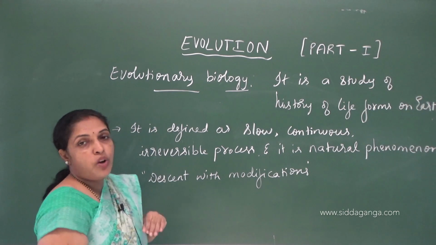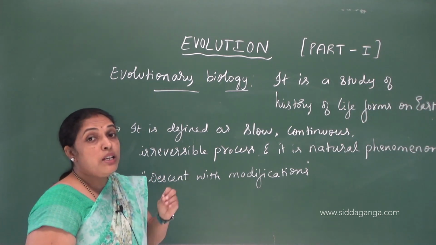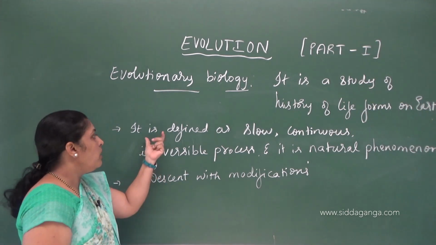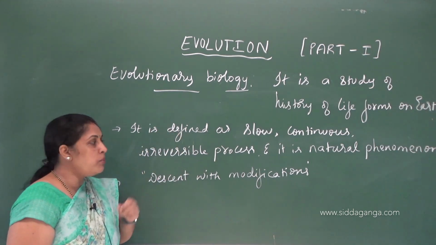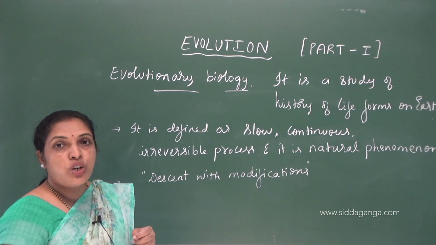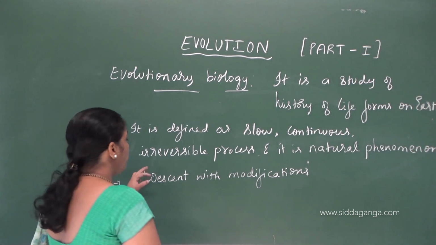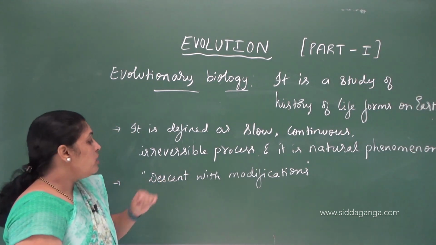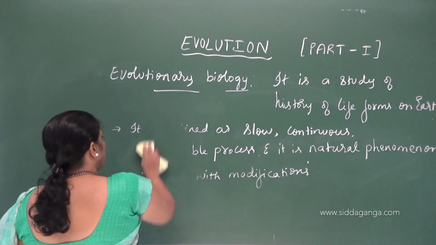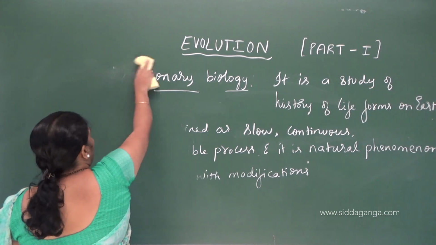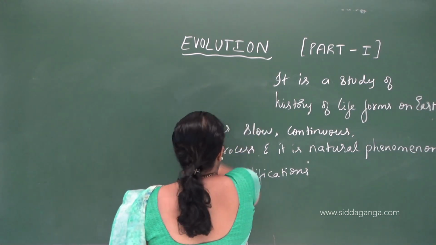So evolutionary biology is the study of history of life forms on the earth. We can define evolution as a slow, continuous, irreversible process, and it is a natural phenomenon. According to Charles Darwin, evolution is nothing but descent with modifications.